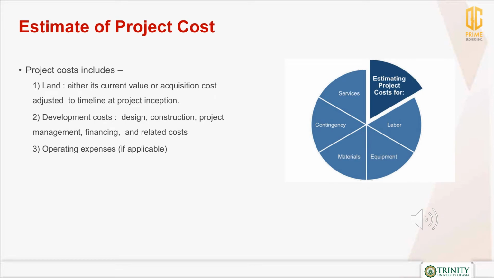Step 1. Estimate of project cost. Project costs include the following. First is land, either its current value or the acquisition cost adjusted to the timeline at the project inception. Second, development costs, which includes design, construction, project management, financing, and other related costs. And third, operating expenses, if it is applicable.